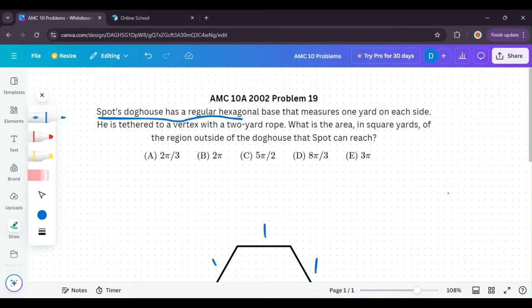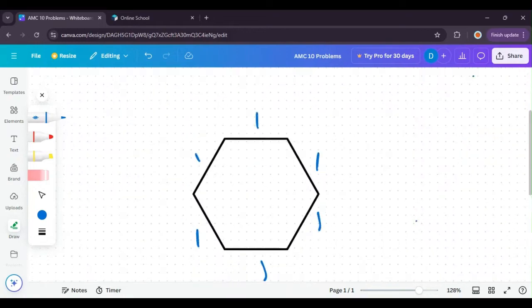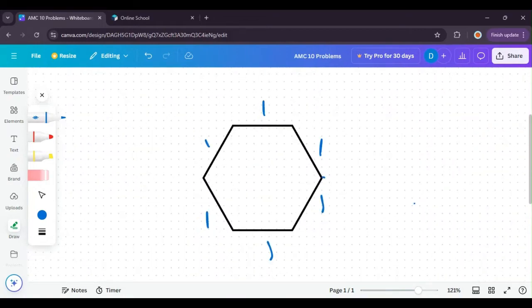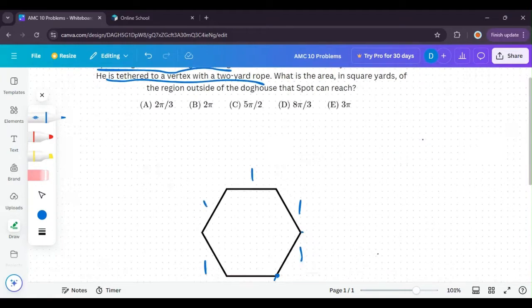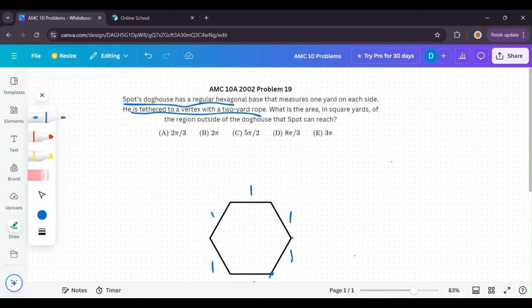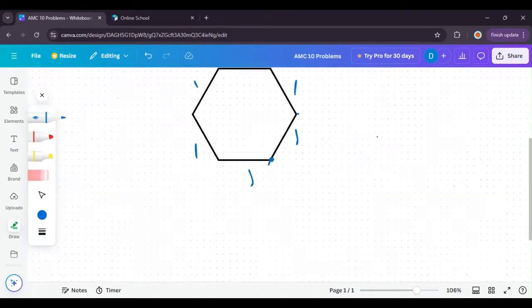Okay, so he's tethered to a vertex. So let's just pick this vertex, and he has a 2-yard rope. So he is stuck to a 2-yard rope. And what is the area in square yards of the region outside of the doghouse that Spot can reach?